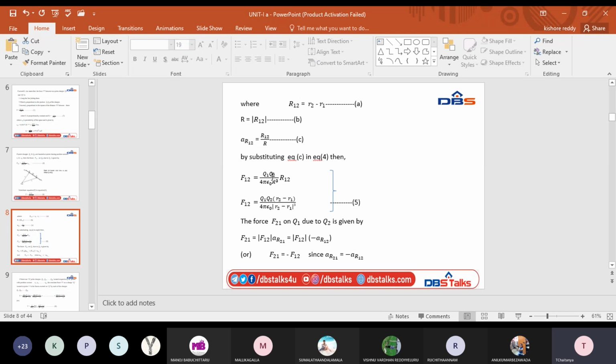F12 equals Q1 Q2 divided by 4 pi epsilon naught R square into aR12, where R12 is nothing but R2 minus R1. I can substitute here. R is nothing but the magnitude of R2 minus R1 whole cube.